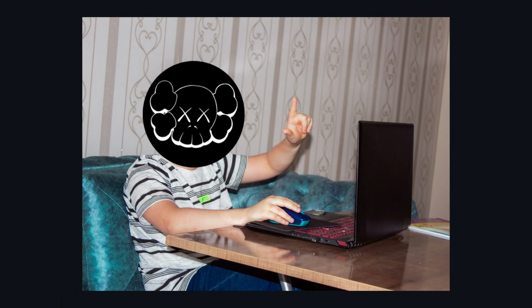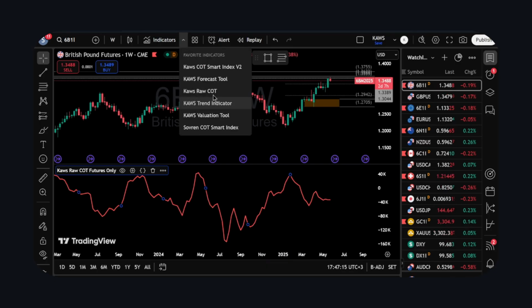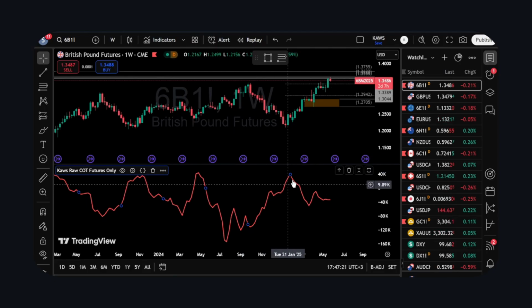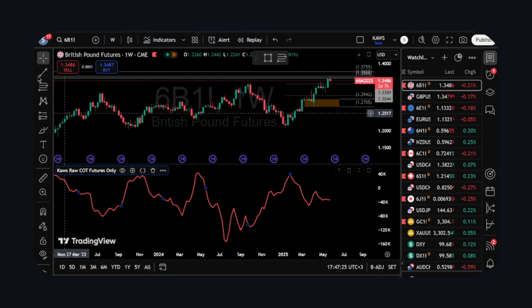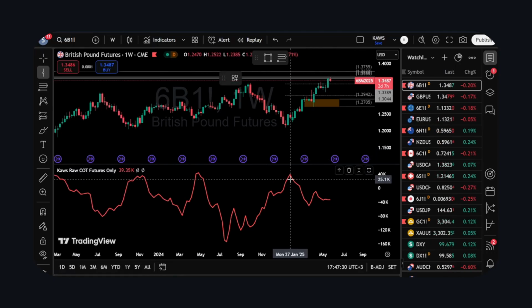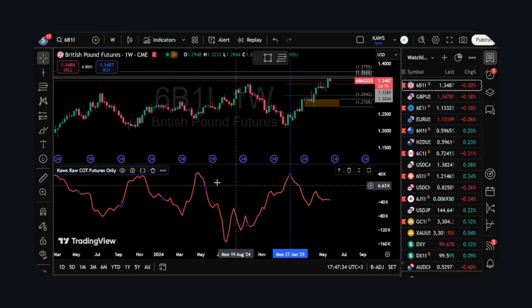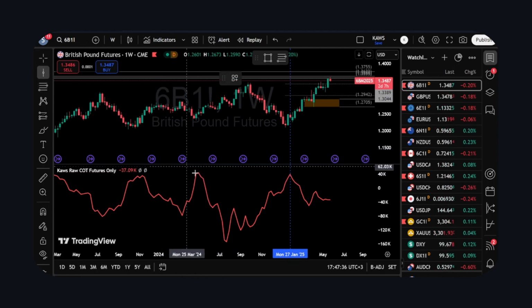We need to monitor the behavior over time. That's why I plot net positions using a tool I share for free in my Discord. Link in the description. The tool is called the Cause Raw COT. I have variations of this which plot the COT data into an index, but that's for another video. Notice how every time the commercials are at extremes, price reverses. For example, here. Here. We also have this here.